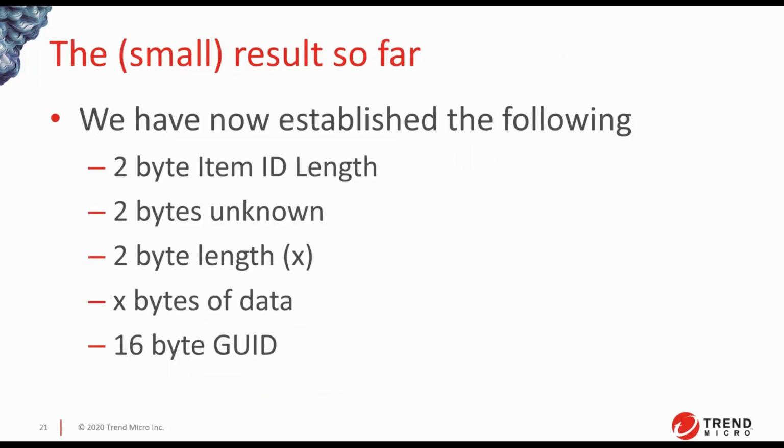So far, we have a tiny little bit of work starting to build out this first item ID structure. We've now established the 2-byte item ID length, which was from the Microsoft documentation. We don't know what those next 2 bytes are. At the moment, we don't really care. We do know that the next 2 bytes are a length, followed by that many bytes of data, and then we do know that a GUID will follow right after.